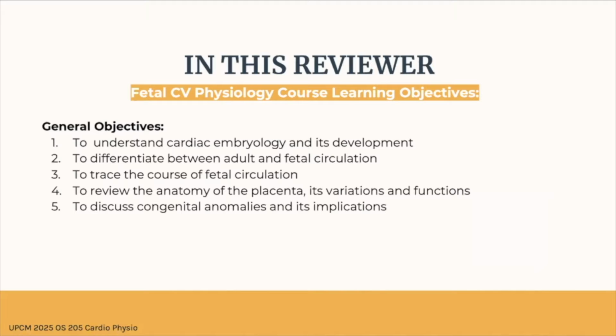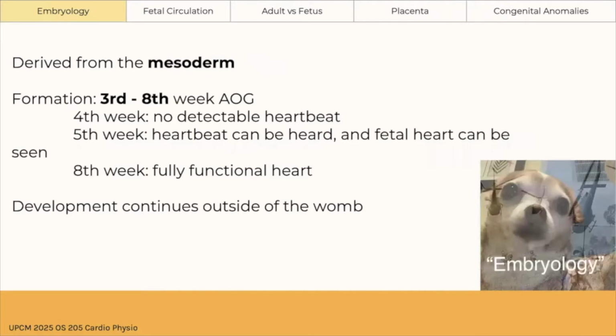So, in this reviewer, our objectives are to understand cardiac embryology and its development, to differentiate between adult and fetal circulation, to trace the course of fetal circulation, to review the anatomy of the placenta, its variations and functions, and to discuss the congenital anomalies and its implications. So, we will begin with embryology.